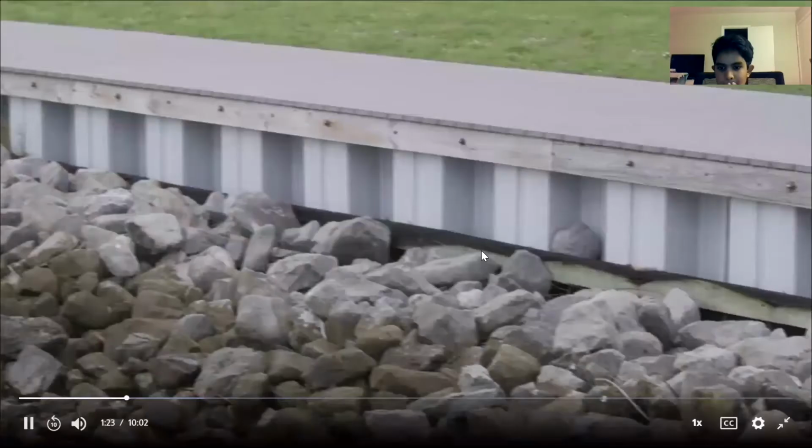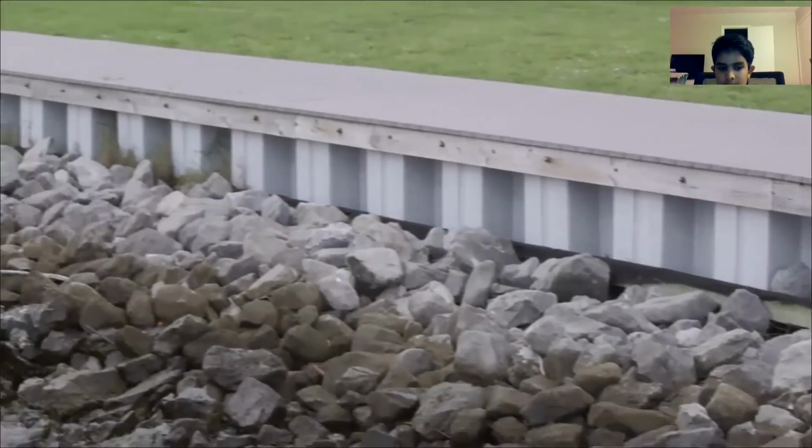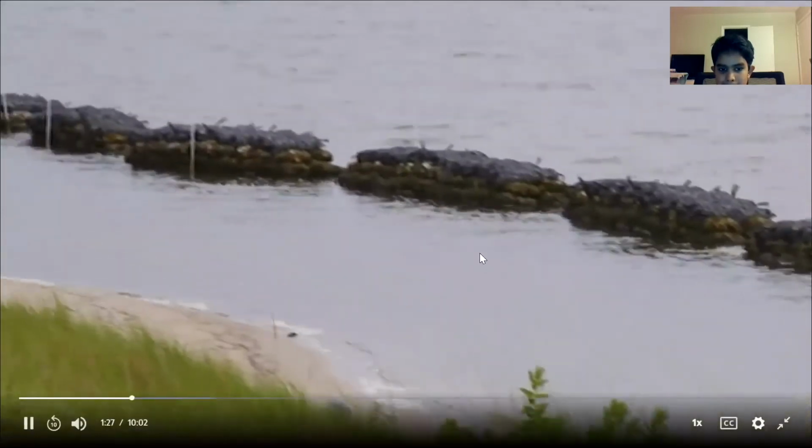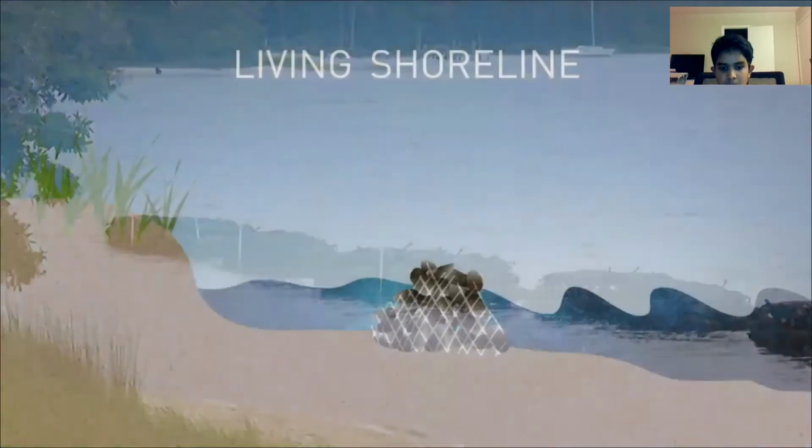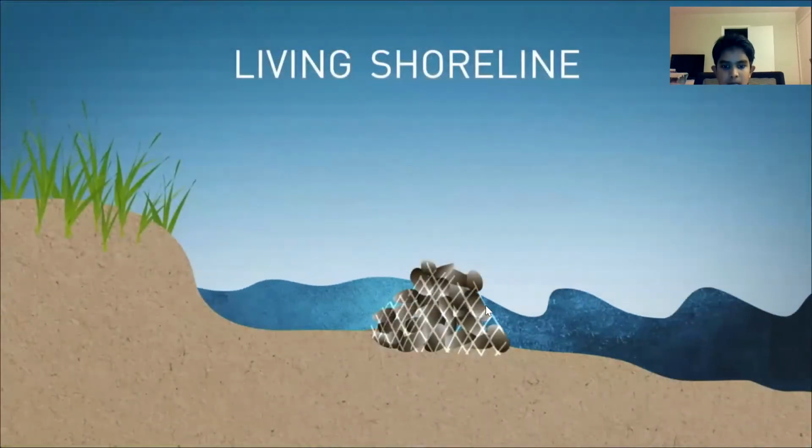used to lock shorelines in place and prevent erosion. A living shoreline is an alternative which protects the land behind it from erosion by reducing the wave energy as the waves are knocked down.